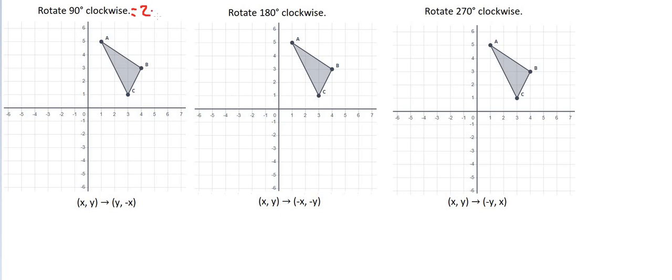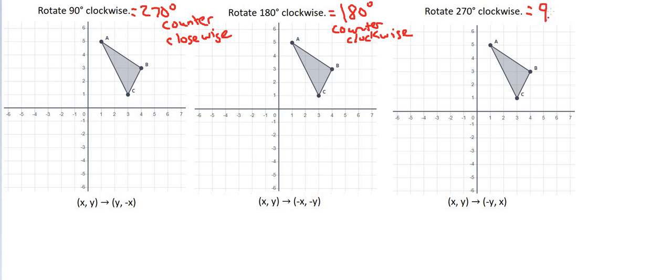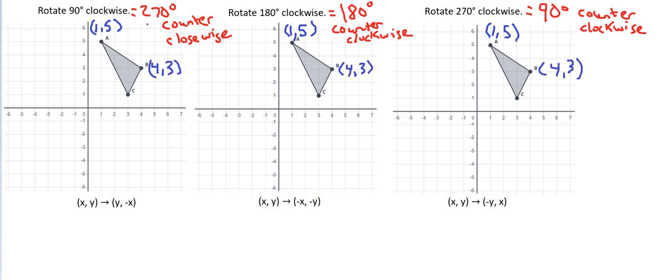So we could say 270 degrees counterclockwise. 180 degrees clockwise is the same thing as 180 degrees counterclockwise. And 270 degrees clockwise is the same thing as 90 degrees counterclockwise, and note that there are 360 degrees in a circle. So whether you're given a point or a polygon, what you want to do first, at least what I would recommend, is write down what the coordinate points are. So A is (1, 5), B is (4, 3), and C is going to be (3, 1).